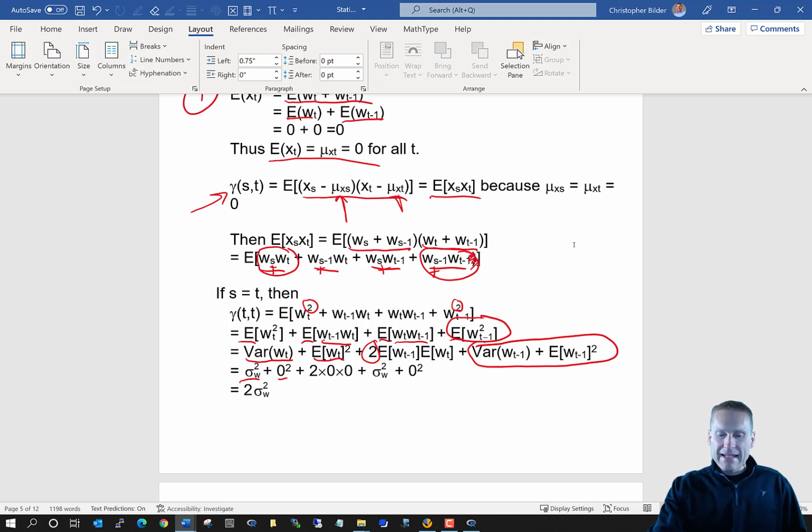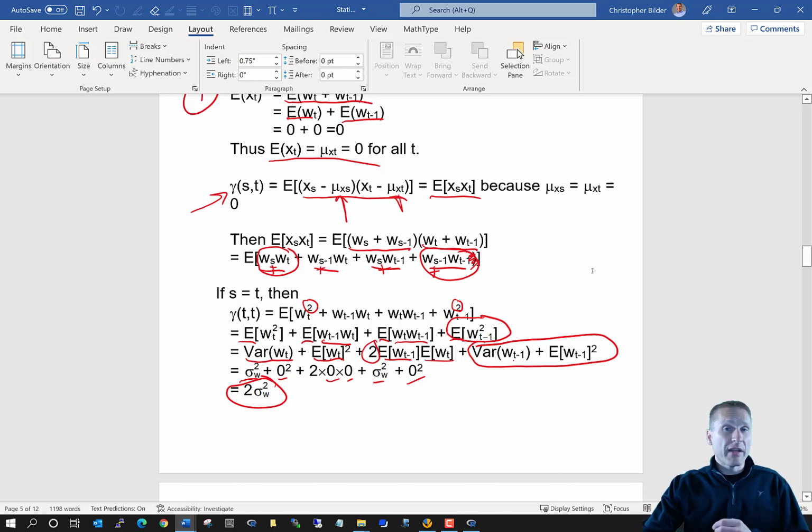squared. Each of these expected values of the w_t's are 0, too. Variance of w_{t-1}, sigma squared w, and then the expected value of w_{t-1}, that whole quantity squared, is 0 squared. So if you do the math, you get 2 sigma squared w. This is if s is equal to t.